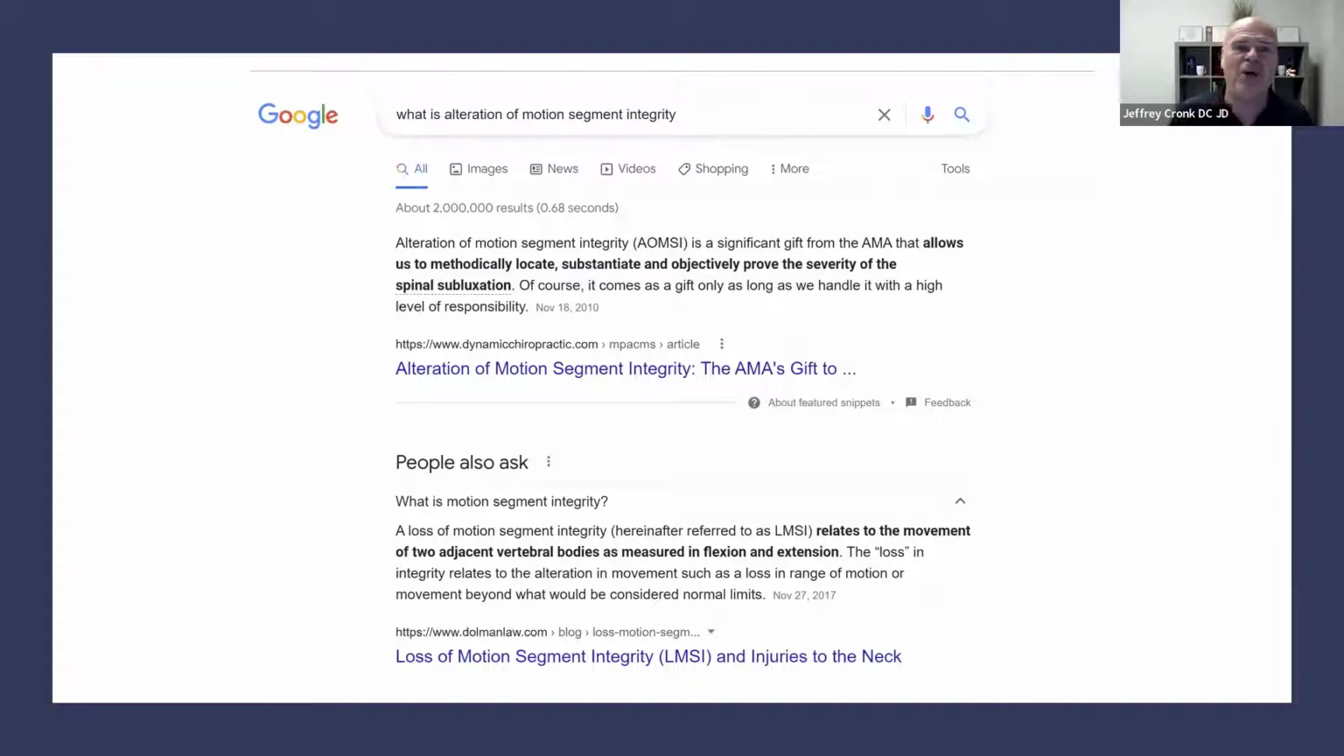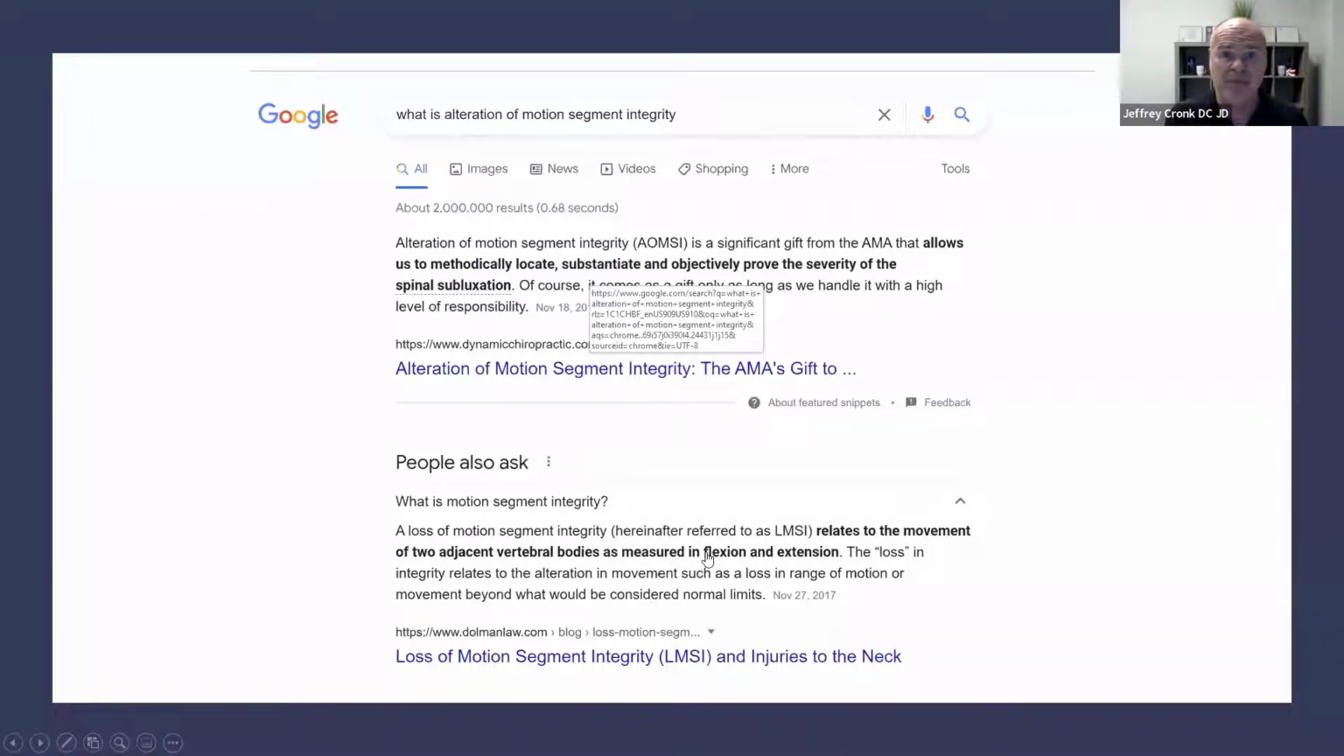Now, tonight in a half hour, I can't show you exactly everything that there is with this. If you start studying it, and I'll show you a little bit tonight, it's an amazing validation that very few doctors know about. If you Google it, you should come up with the same search, and then you come up with an attorney that says, loss of motion segment integrity relates to the movement of 2 adjacent vertebral bodies measured in flexion and extension. So it's measurements, and the AMA came up with the measurements. The chiropractic profession did not come up with the measurements.